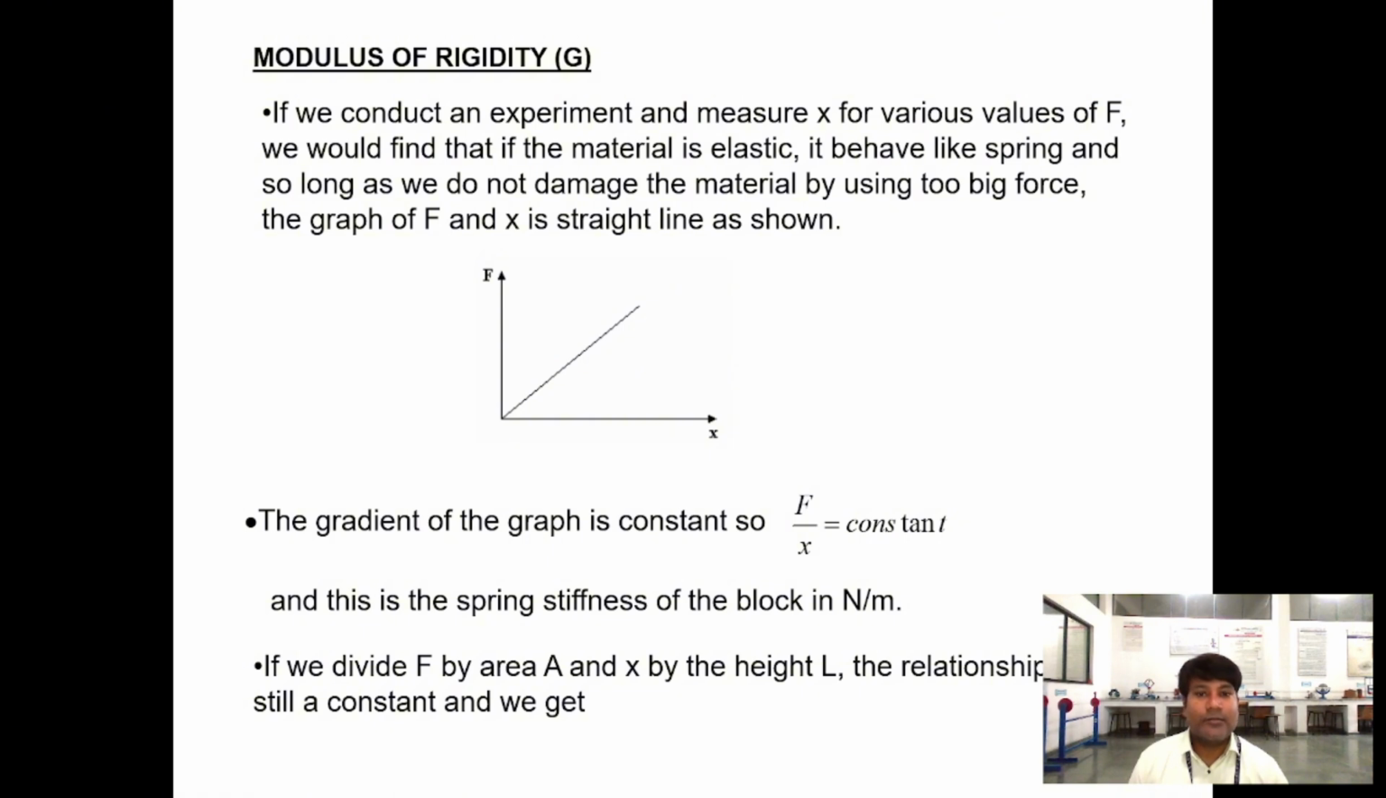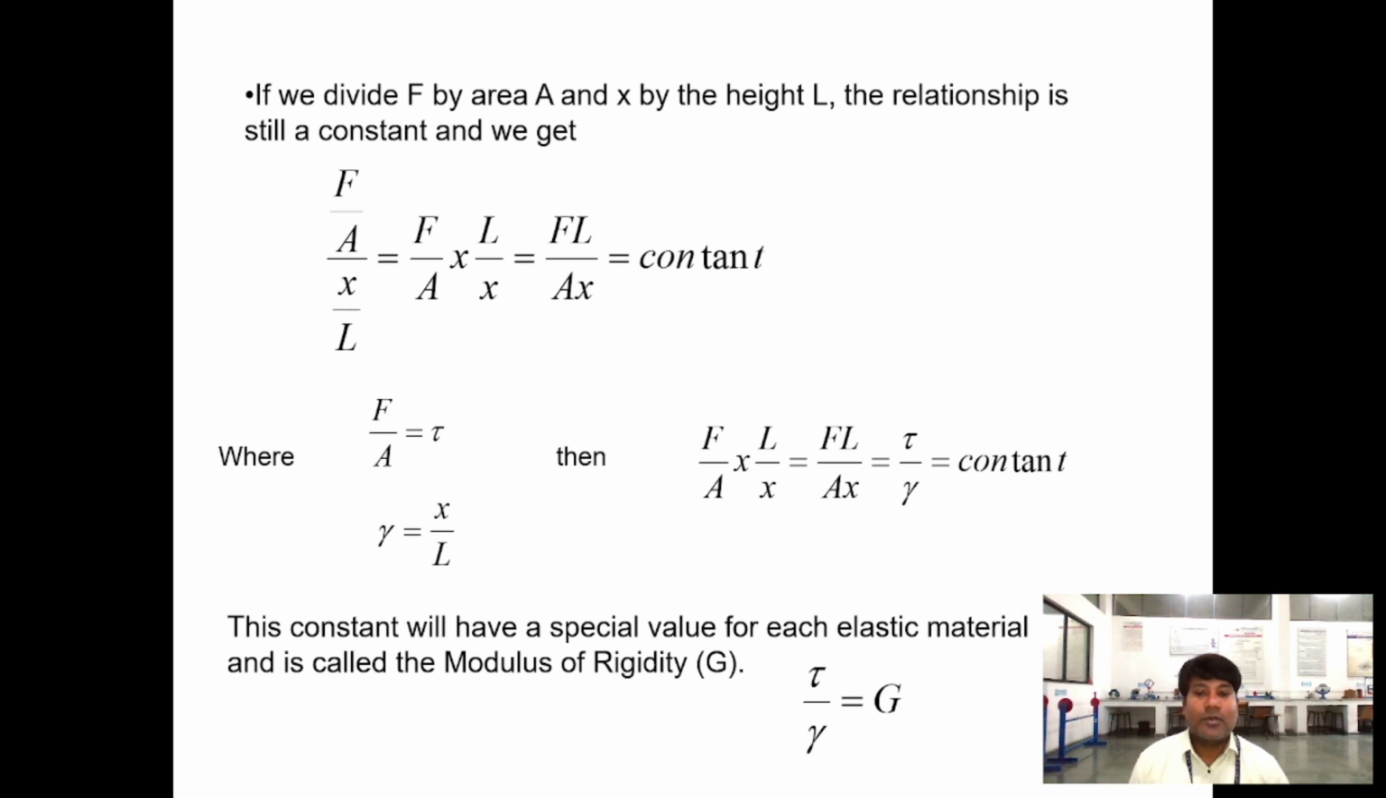We would find that if the material is elastic, it behaves like a spring. So long as we do not damage the material by using too big forces, the graph of F and X is a straight line as shown in the figure. The gradient of the graph is constant, F by X is a constant. This is the spring stiffness of the block in Newton per meter. If we divide F by area A and X by height L, the relationship is still constant and we get these formulas: stress, strain, and then we get G. G indicates the modulus of rigidity.